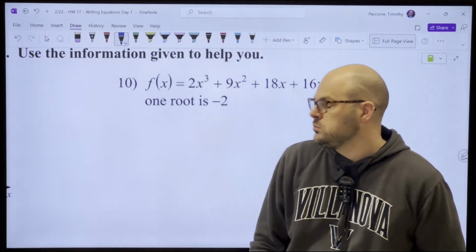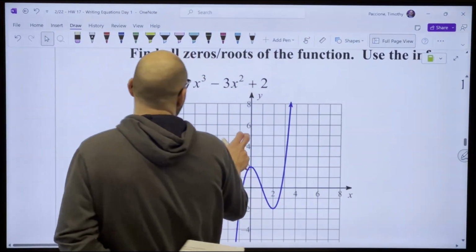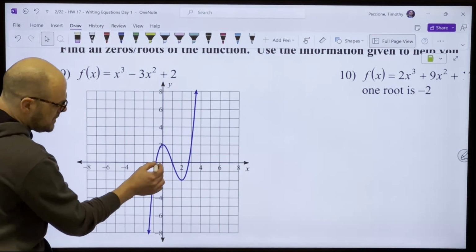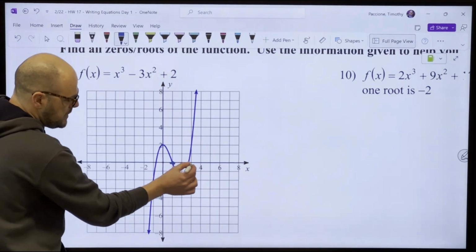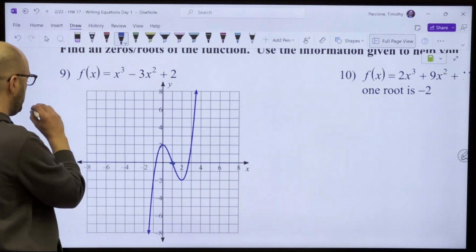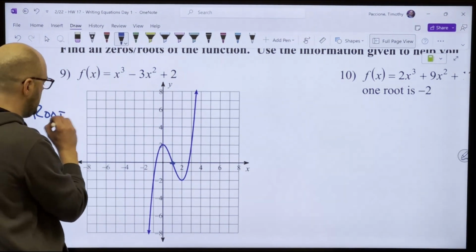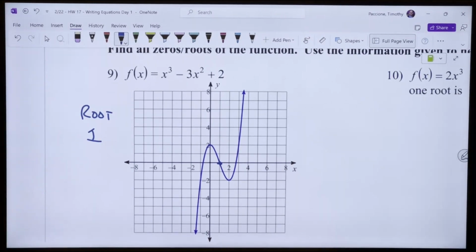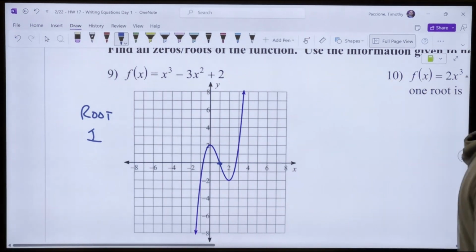But on 9, it's actually the same problem, but the root is given to you on a graph, right? This is not a good root. This is not. So really, we know one root. The root is 1. And then it becomes the same problem as over there. You just use synthetic division, start factoring. Okay? All right, we ready for the warm-up notes, everything?